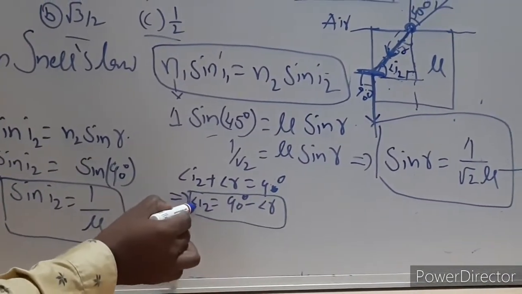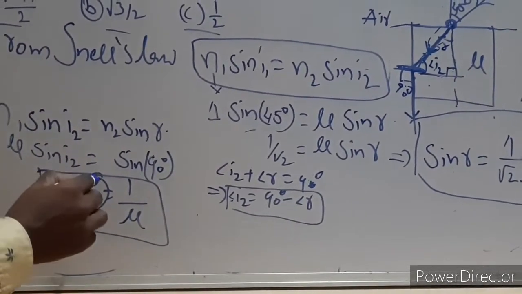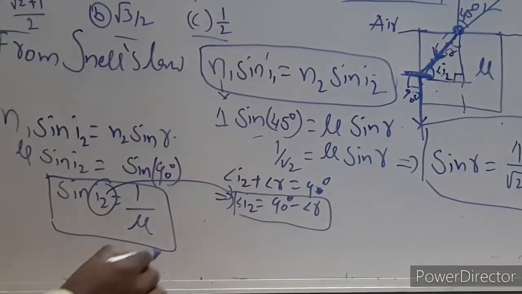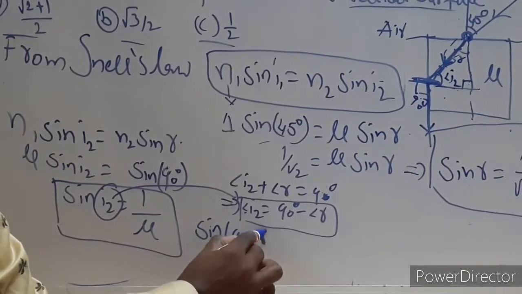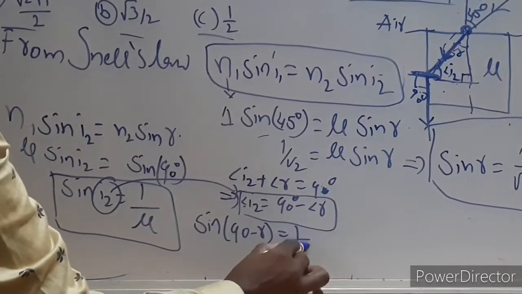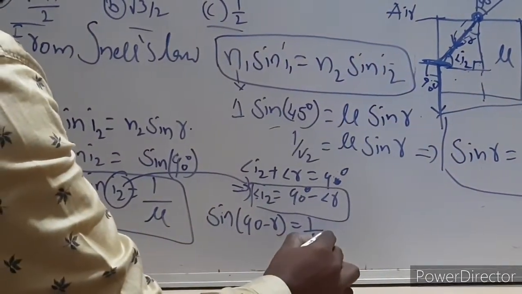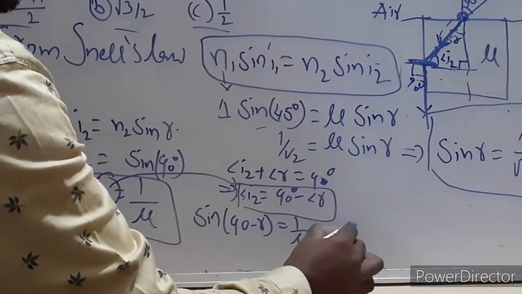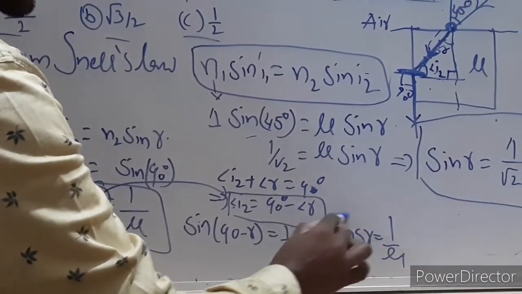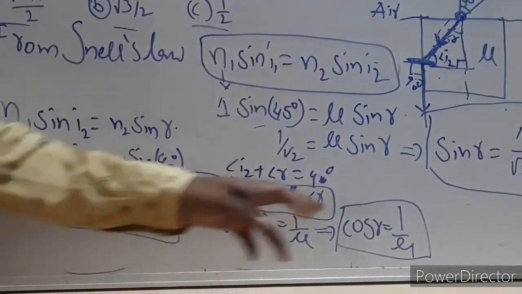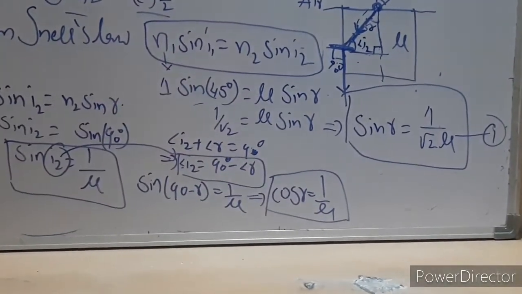So I am substituting this in this place. If I substitute here, then sine of 90 minus r equal to 1 by mu. So this gives me cos r equal to 1 by mu. Okay. Now here sin r equal to 1 by root 2 mu, and cos r equal to 1 by mu.